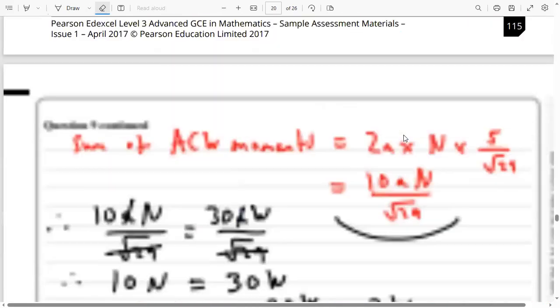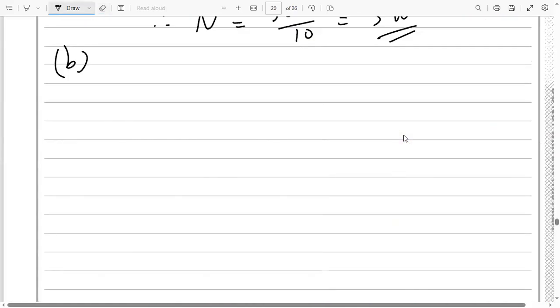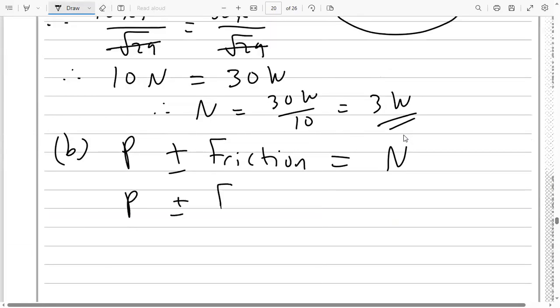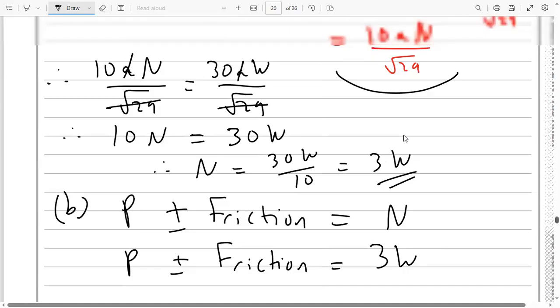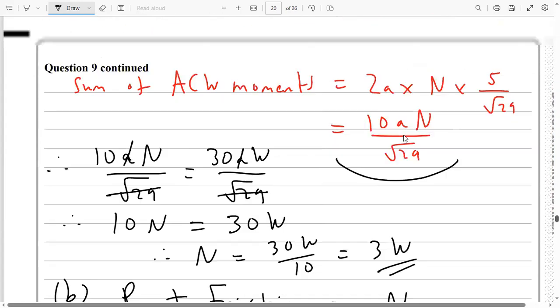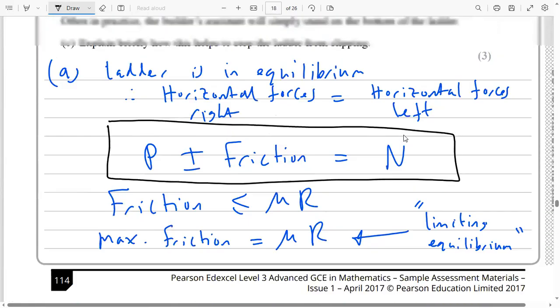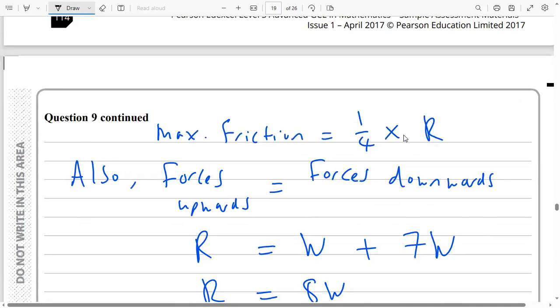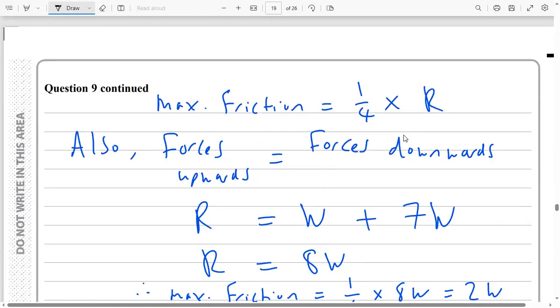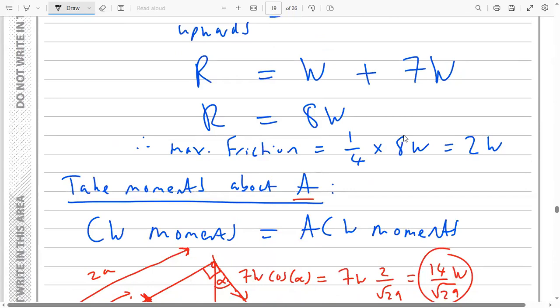So let's copy out this equation again, because it's going to be really helpful. This P force plus or minus this friction force that we don't know is going to be equal to our N. And remember, we just calculated that N is 3W. So P plus or minus friction is equal to this 3W. Now, let's think about this. Remember our maximum friction, and we actually did this calculation already. It's a good idea that we did the calculation at the start in blue here in part A, because this really helps us out in part B. So we can see from part A of the question that the maximum friction we calculated was 2W.